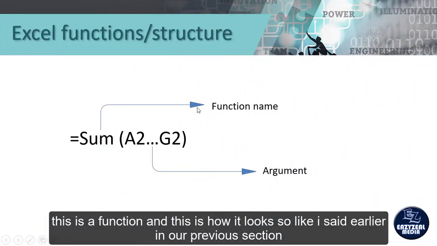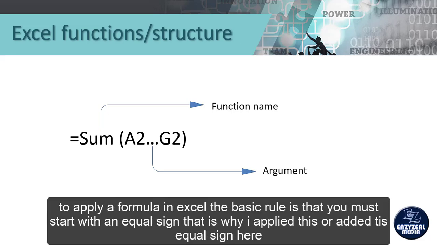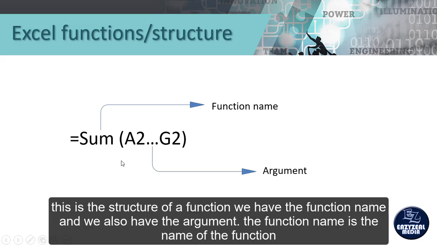This is a function and this is how it looks. Like I said earlier in our previous section, to apply a formula in Excel, the basic rule is that you must start with an equal sign. That is why I added this equal sign here. This is the structure of a function. We have the function name and we also have the argument.